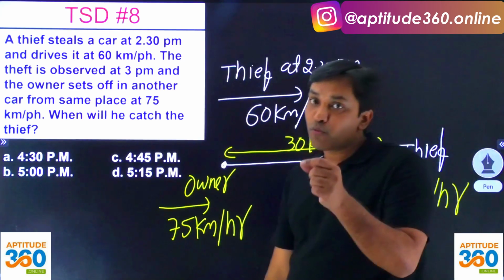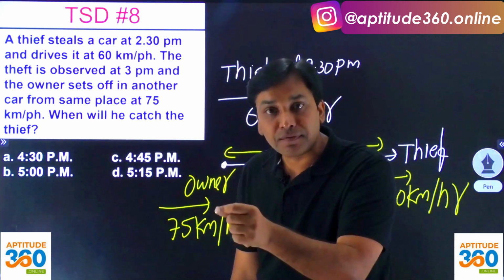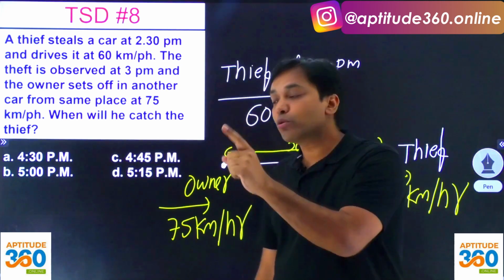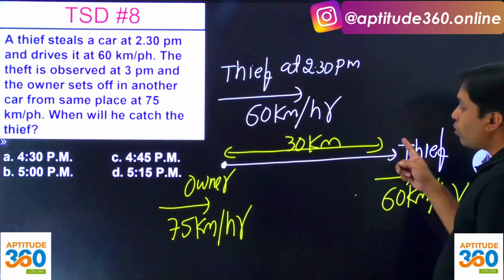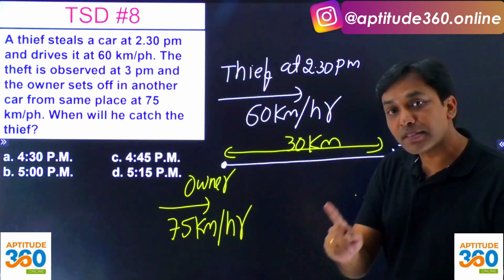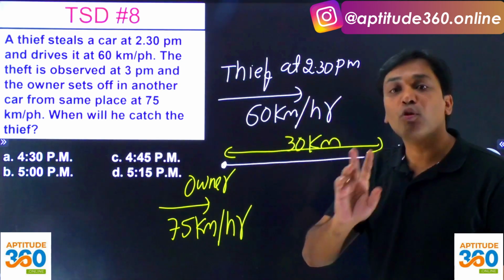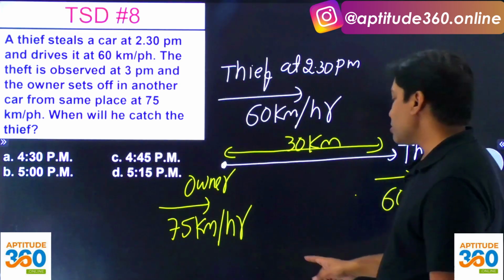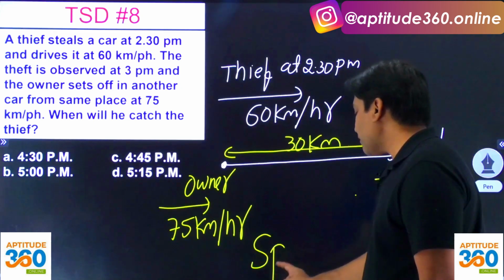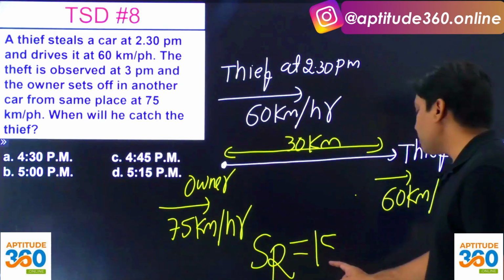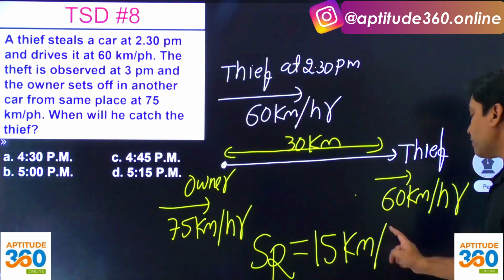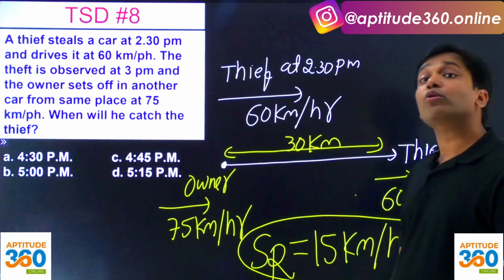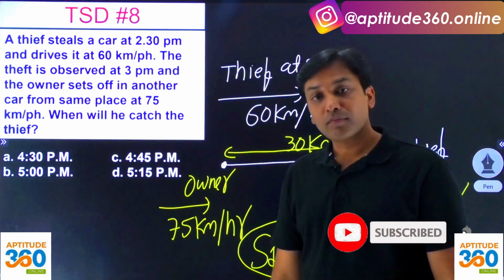If the owner will have to nab the thief, step number 1, the owner will have to run 30 kilometers more than that of thief. Owner को thief से 30 किलोमीटर ज्यादा भागना पड़ेगा तभी तो वो पकड़ेगा. And what is the relative speed? Both of them are moving in the same direction. So I would say that relative speed is 75 minus 60, which is 15 kilometers per hour. And what is the interpretation of this speed? It is the owner is running 15 kilometers more than the thief in 1 hour, right?